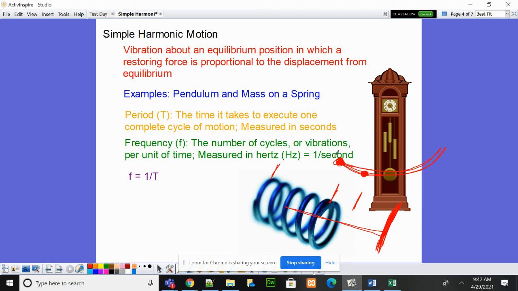There is a relationship between frequency and period. Frequency is given with the symbol of the lowercase f. Frequency is equal to 1 over the period, f = 1/T. Okay, so you can solve for frequency that way. All right.